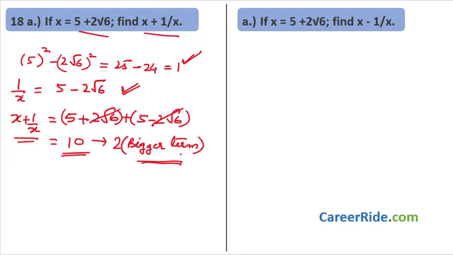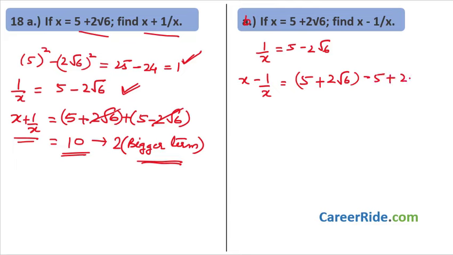Now let us see what happens in the other variety of question here. So this is B actually. If x is equal to 5 plus 2 root 6, find the value of x minus 1 upon x. We have seen that the value of 1 upon x is equal to 5 minus 2 root 6 here. So x minus 1 upon x becomes 5 plus 2 root 6 minus 5 plus 2 root 6. This time the 5's get cancelled and the value becomes 4 root 6.